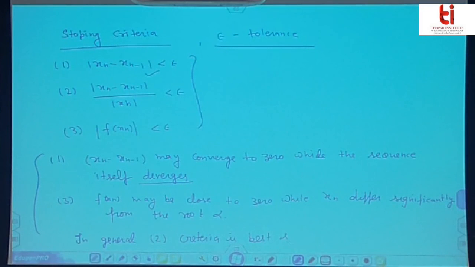Best, we can say. Okay. So these are the three stopping criteria we'll use throughout this chapter.